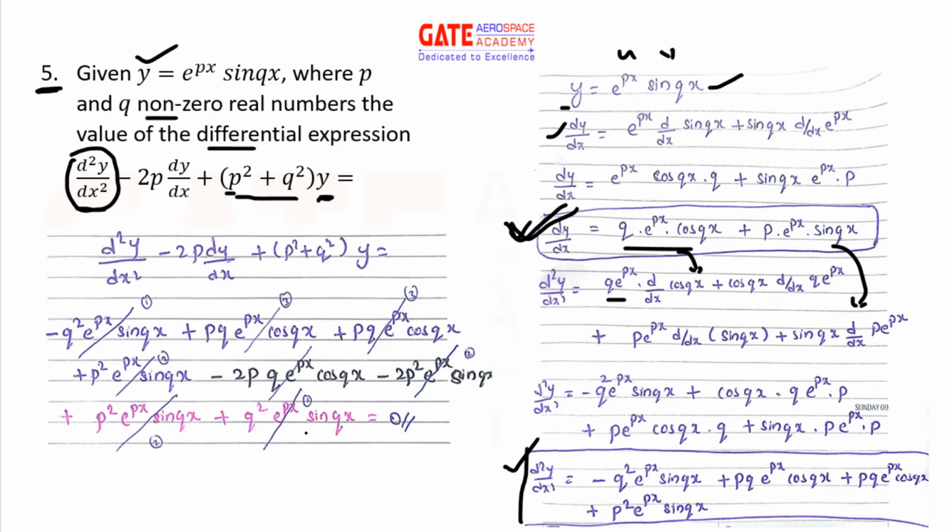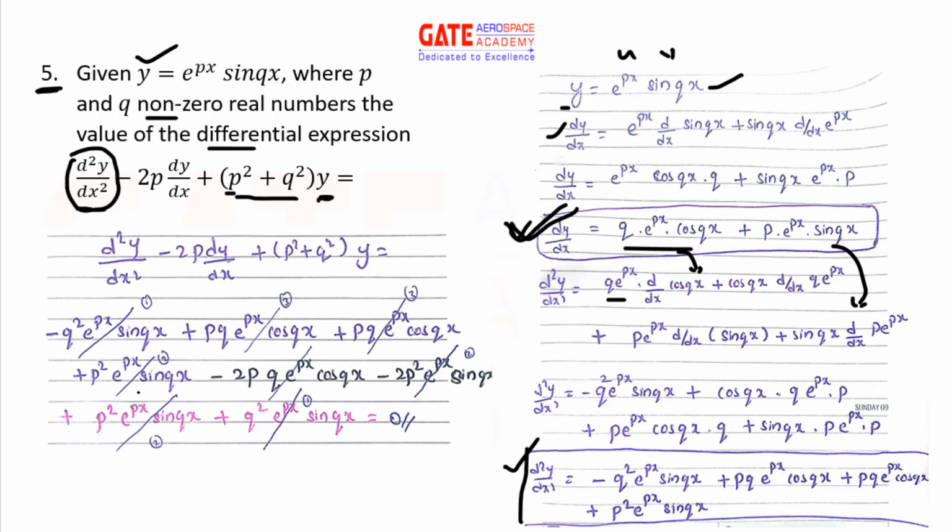Now you can clearly see that I have numbered here q square e power px sine qx, and where is 1? See, 1 here. Minus q square e power px sine qx. This 2 gets cancelled. Okay. Now here you can see p square e power px sine qx, p square e power px sine qx. I have numbered 2 and 2 here. Now you can see here 2.